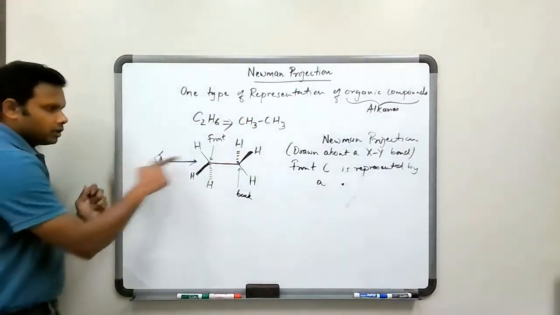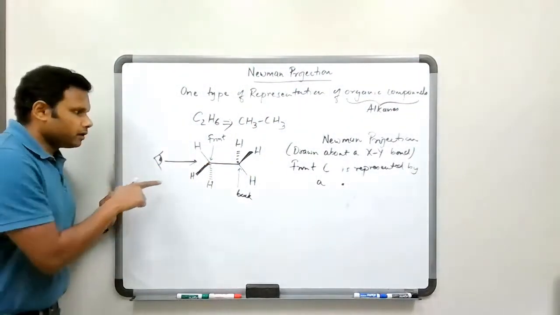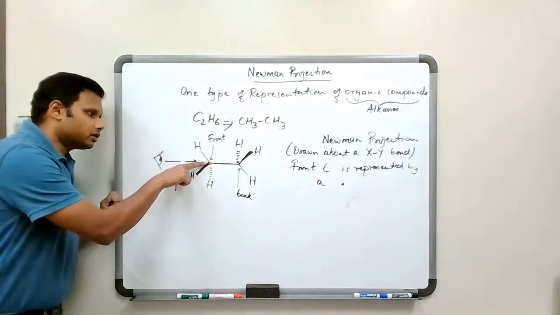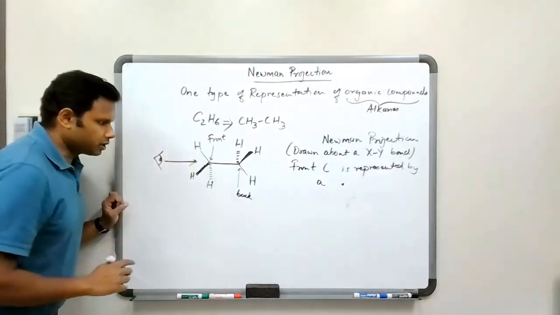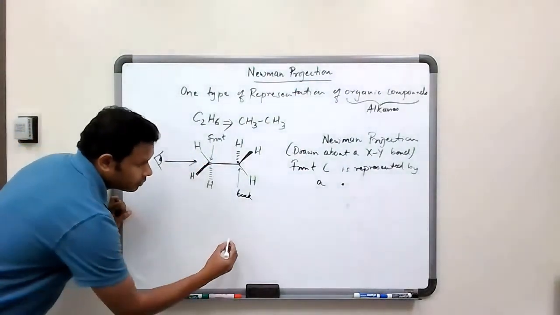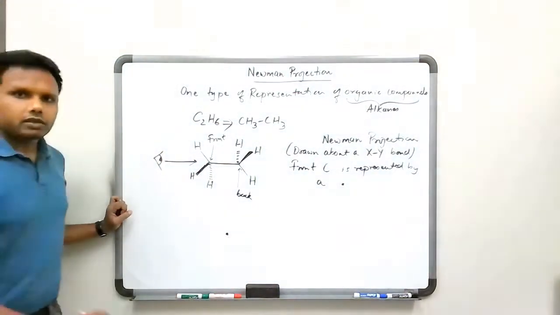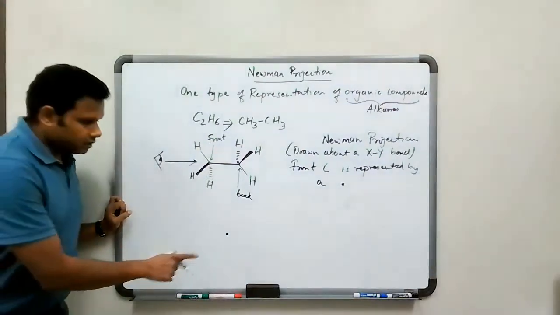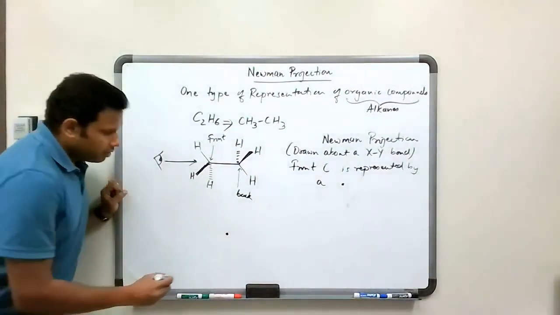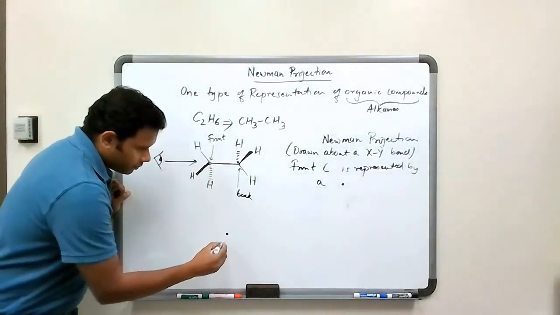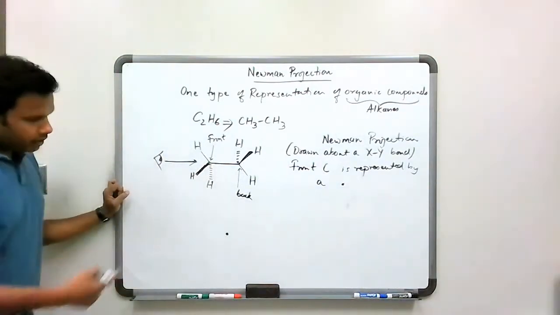So when I look at it from here, okay, I see the front carbon. I'm looking at the molecule from there. So I see the front carbon. That front carbon I'm going to represent by a dot. That's it. Okay, there's nothing else. So this here is the front carbon, and I will label it later.